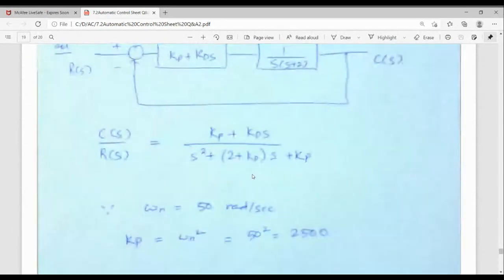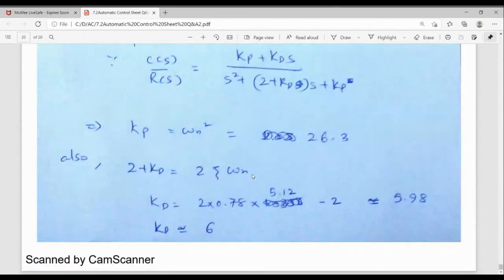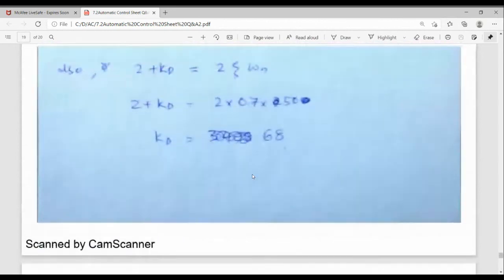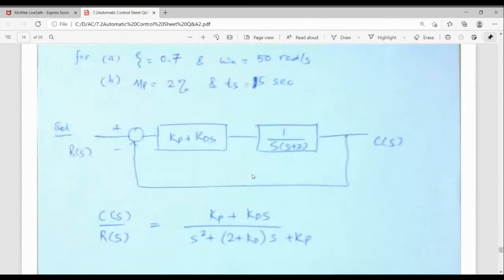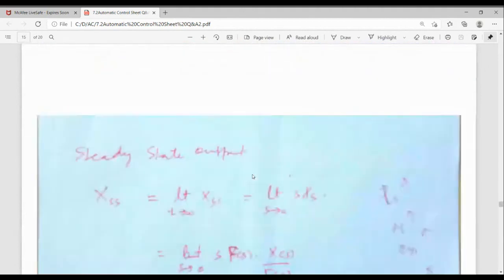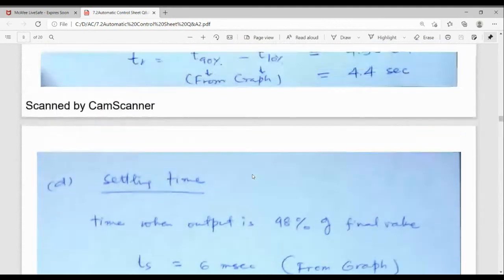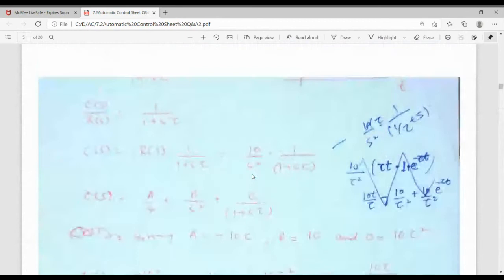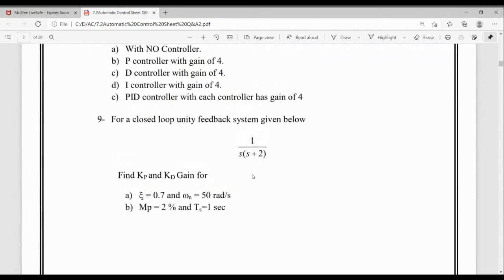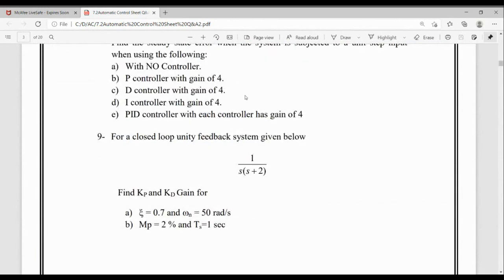So this is question number 9. This is also same. So question number 9 will be homework for you. How many questions are there in this sheet? Question number 9 is the last. Okay, 9 will be homework for you. Okay, you understand and write in the paper and submit. Thank you.